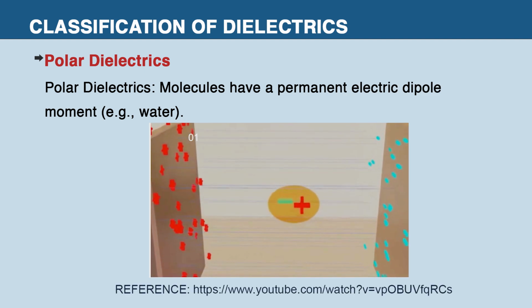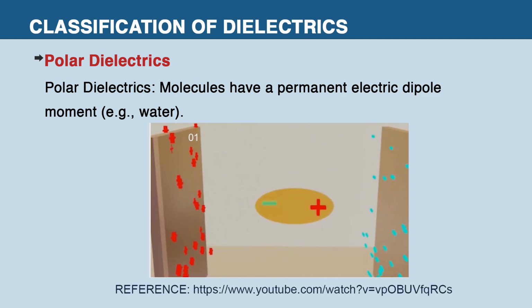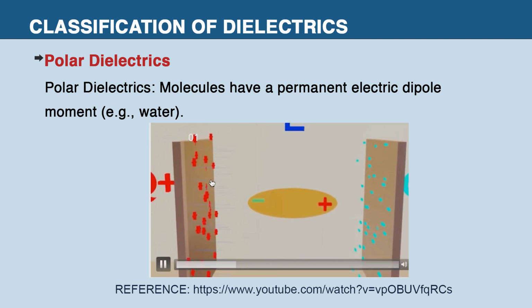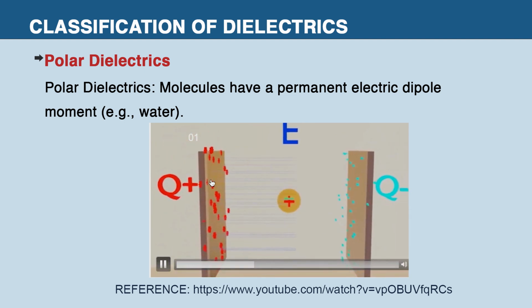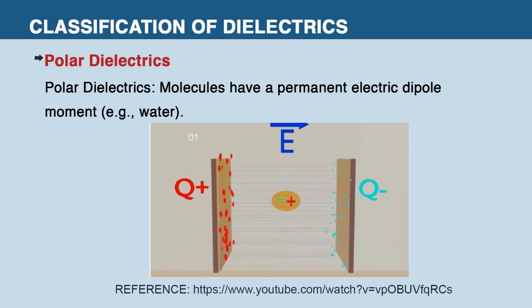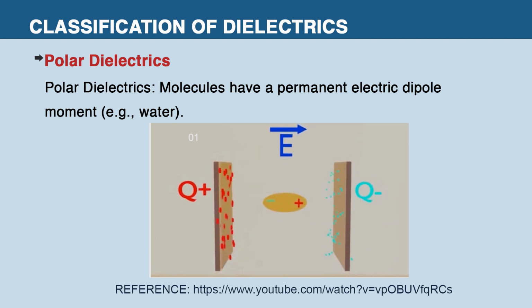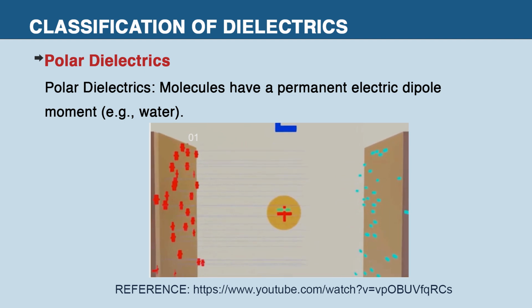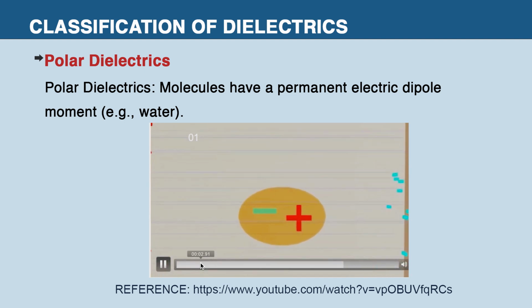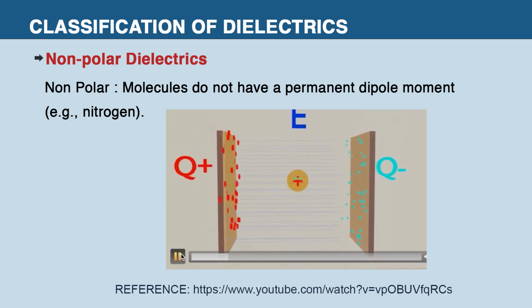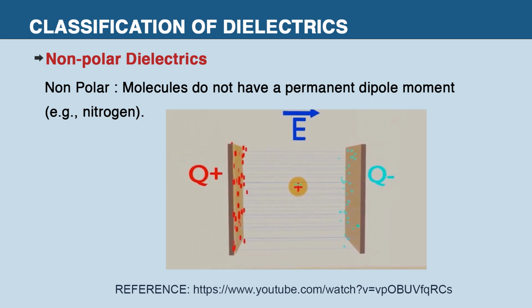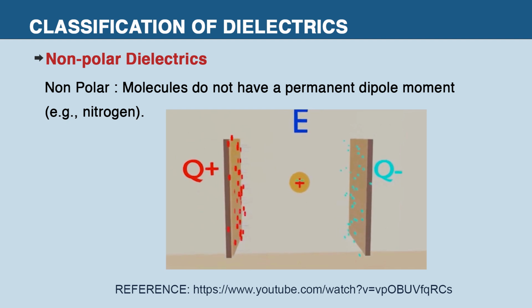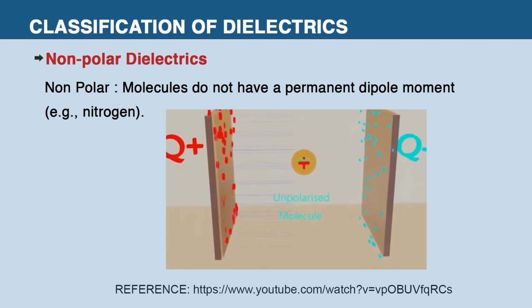First, we will talk about the classification of dielectrics. Dielectrics can be divided into two types. The first one is polar and the other one is non-polar dielectric. Polar dielectrics have molecules with a positive and negative end, like tiny magnets, and non-polar dielectrics do not have this, but they can still become polarized when we apply an electric field.